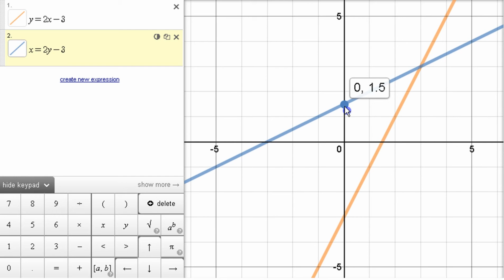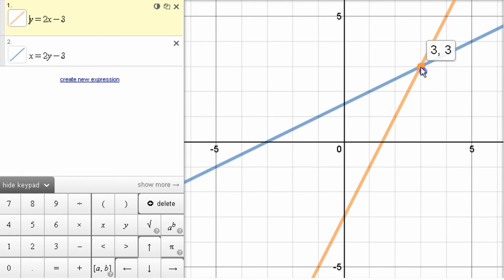Coordinates are interchanged. Now there is one point up here that doesn't change when you graph the inverse. This point right here, 3, 3, doesn't change. If you look at its coordinates, you can figure out why it doesn't change. The coordinates are 3, 3. The x and the y are the same. So when you interchange them, they're still the same. They don't change. 3, 3 becomes 3, 3. Any point that has the same coordinates doesn't change. If the x and the y are the same, when you interchange them, it doesn't matter.